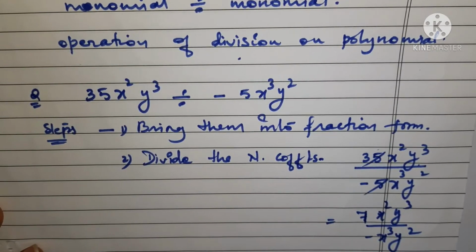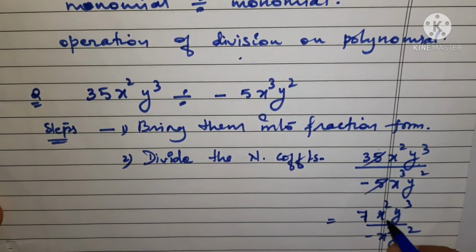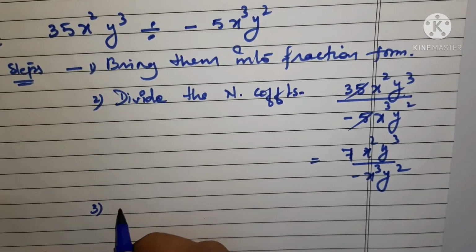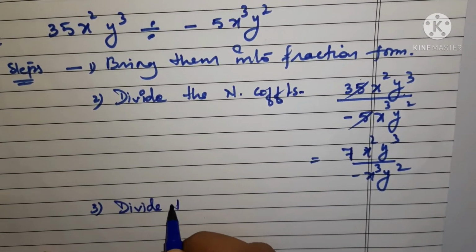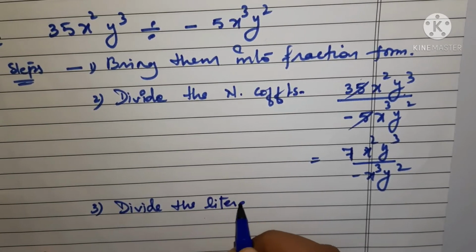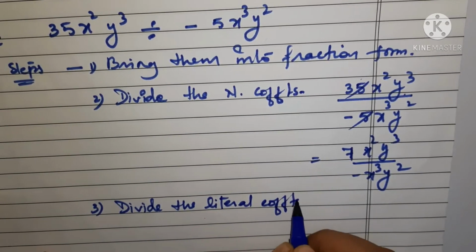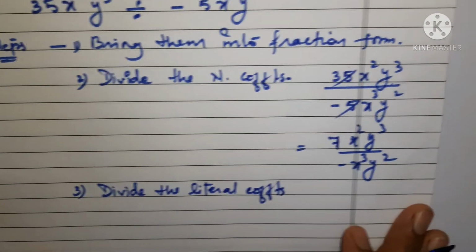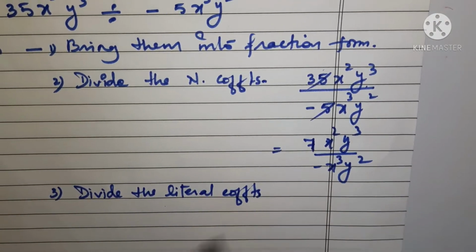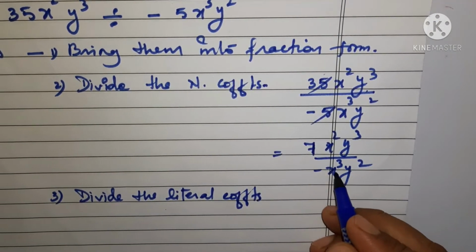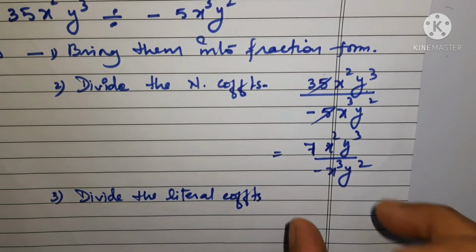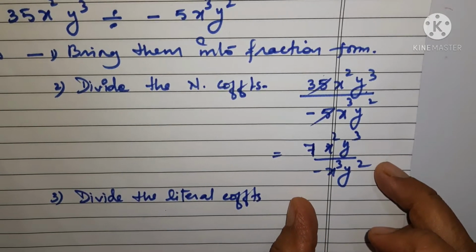Then in the third step, we are going to divide the literal coefficients. It means now we have to solve the variable part. So we'll write here: divide the literal coefficients, that is, the variable parts. When we are saying that we have to divide the literal coefficients, remember that the process of division of variables involves the subtraction of the powers.